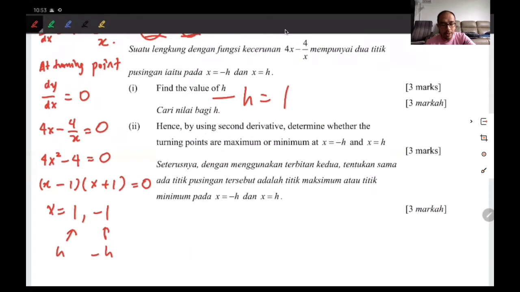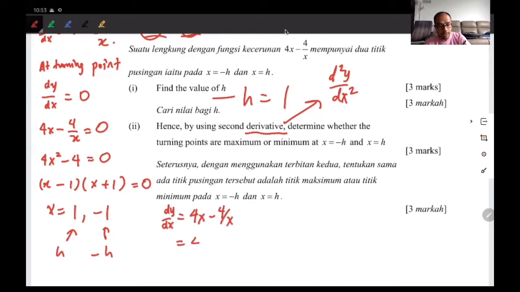Now, hence, by using the second derivative d2y/dx2, I need to differentiate it one more time to determine which one is the maximum and which one is the minimum. So let's find the second derivative. If dy/dx equals 4x minus 4 over x, I'm going to make it a bit simpler: 4x minus 4x to the power of negative 1, so that it is easier to differentiate. So d2y/dx2 will be equal to 4 plus 4x to the power of negative 2.